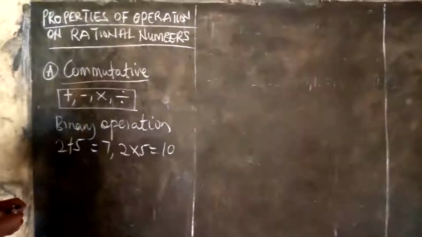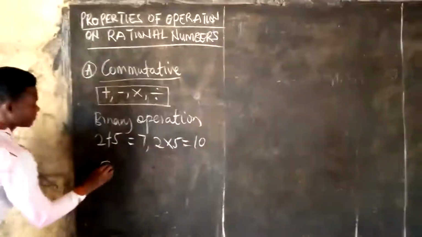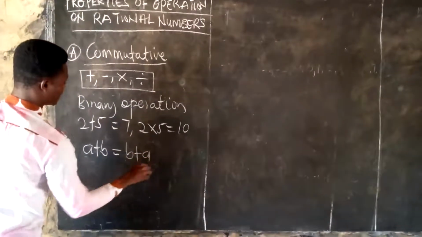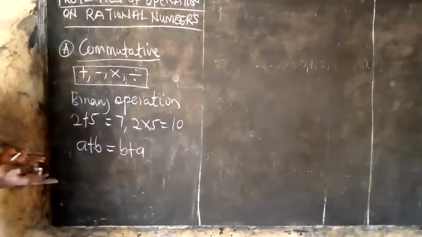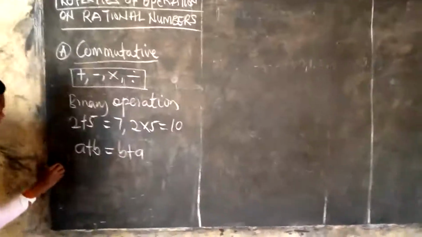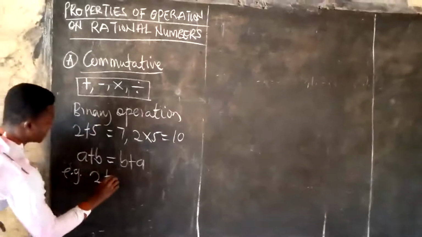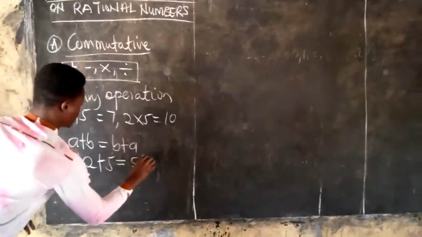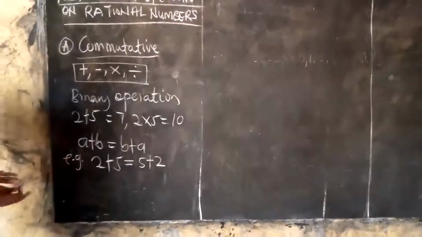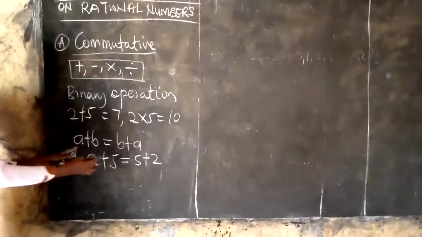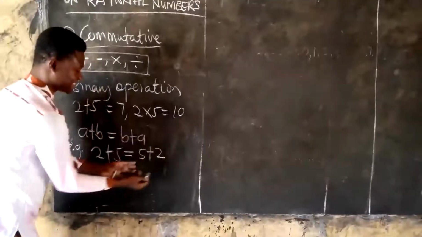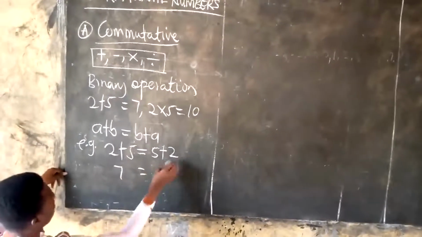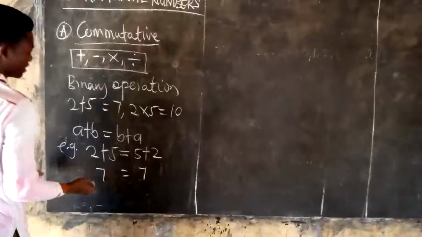In the commutative property, you can say that if A plus B is equal to B plus A, then this property is called commutative. Let's take an example here. If you have 2 plus 5, and we can write the same as 5 plus 2, then the property is commutative. If we add this, we get the same answer as we add this. So 2 plus 5 gives us 7, 5 plus 2 gives us 7. So we say it's a commutative property.